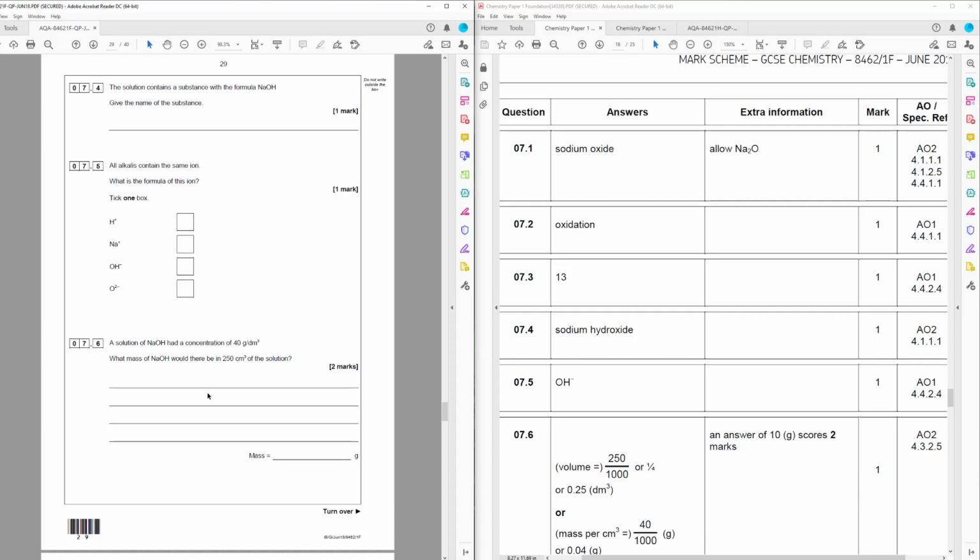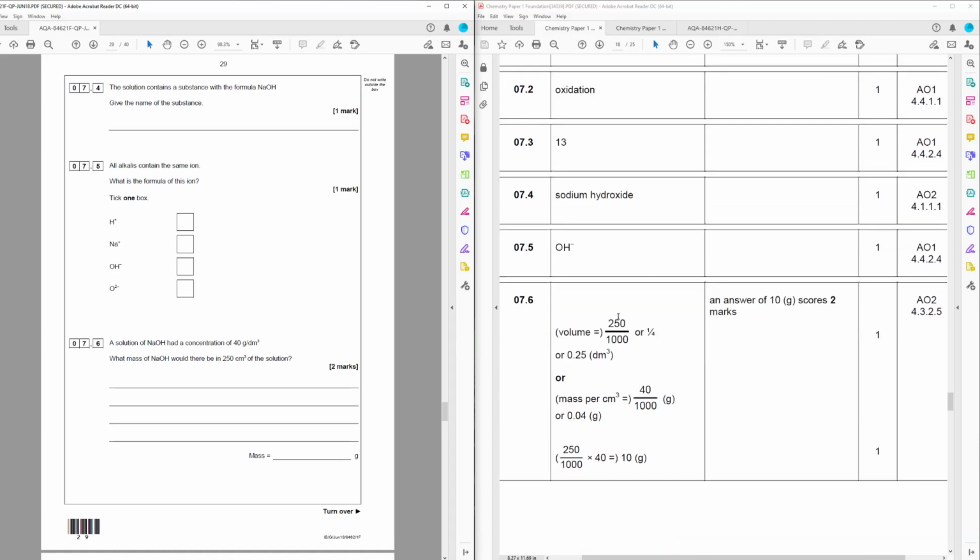The formula that you'd be hopefully choosing between is between the H plus and the OH minus, because they're the ones that are involved in acids and alkalis. It is the OH minus for an alkali, for sodium hydroxide, and the clue there is it's NaOH. H plus ions are for acids.